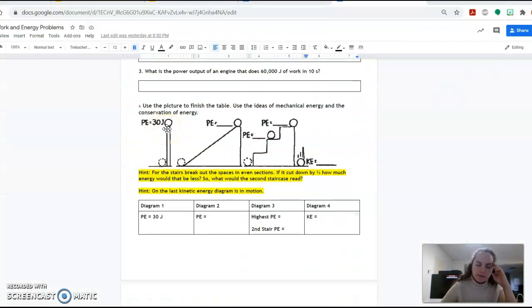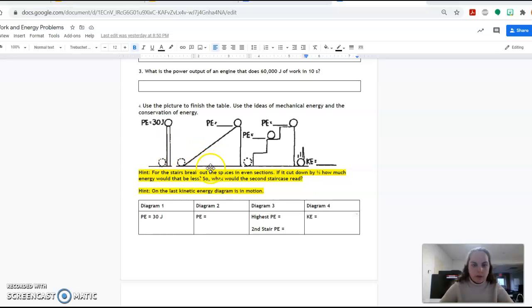And this is when we have to recognize, okay, well, potential energy is your mass times the gravitational attraction constant, g, times your height. Okay, so we have this height, we have g, and we have a mass, and we are given the potential energy at the top is 30 joules.